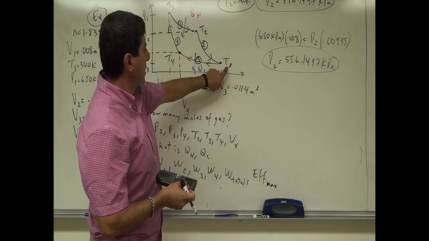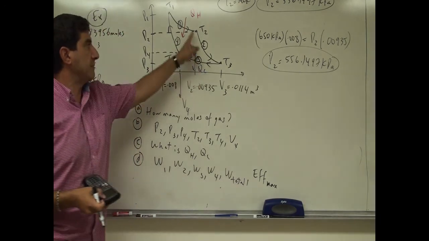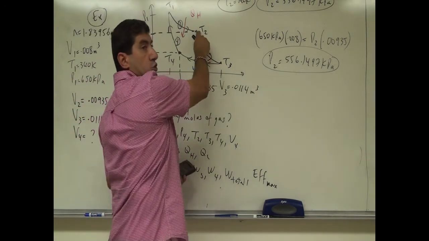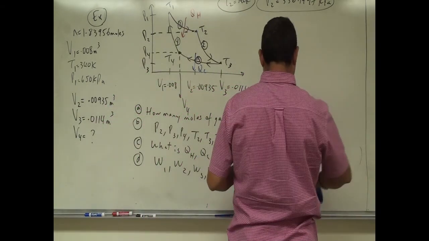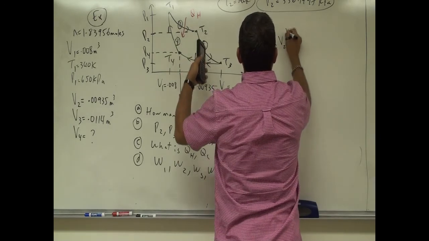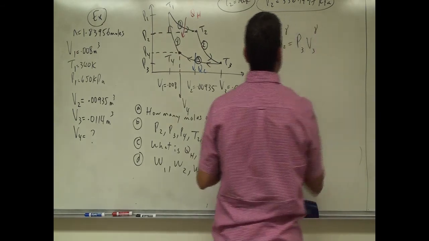Okay? So then, how are we going to do this? Now I want to find out the temperature T3 and then the pressure P3, right? So that process is adiabatic, so we use P2 V2 to the gamma, right? So the pressure P2 here times V2 to the gamma is equal to P3 V3 to the gamma.